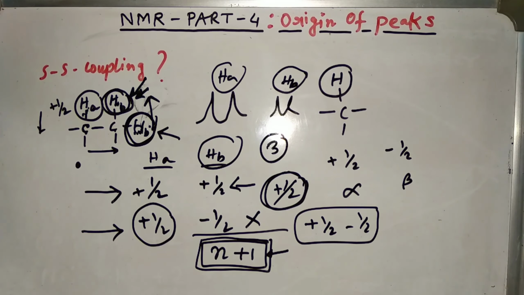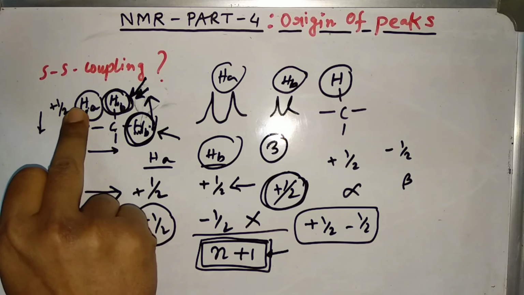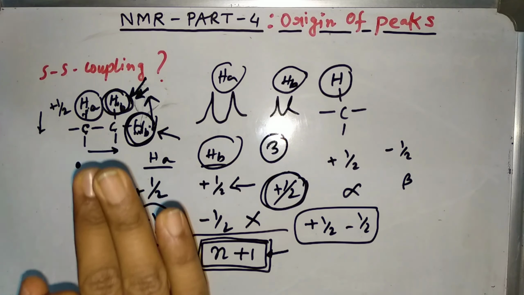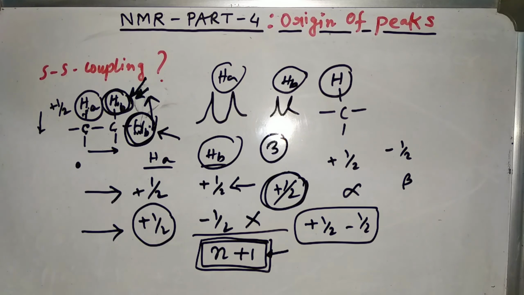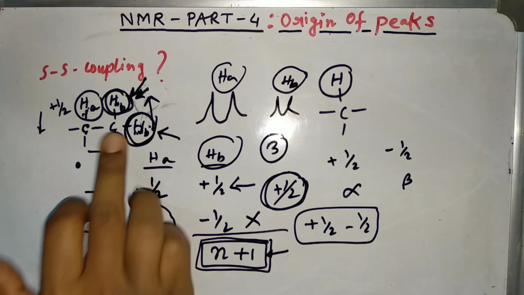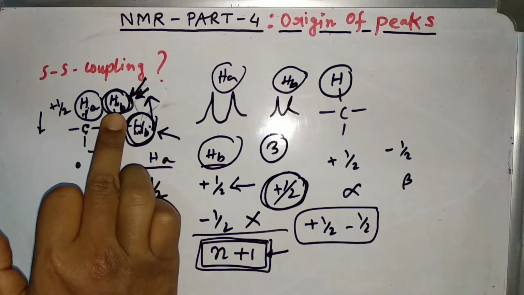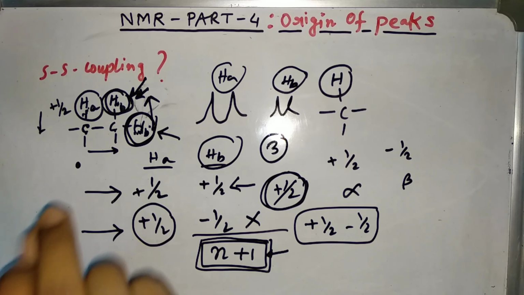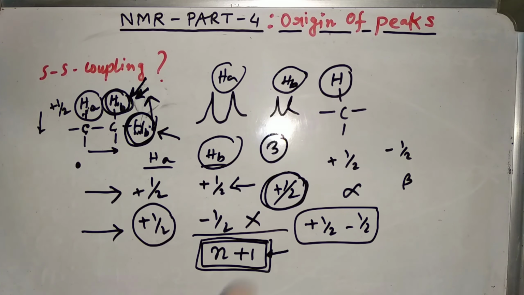So the condition you just got is that HA will couple with only adjacent protons, nothing else. The same is true for HB. Also, this will couple with this only if HA and HB are magnetically and chemically non-equivalent. If they are equivalent, then they will not couple to each other. So they should be chemically non-equivalent to each other.